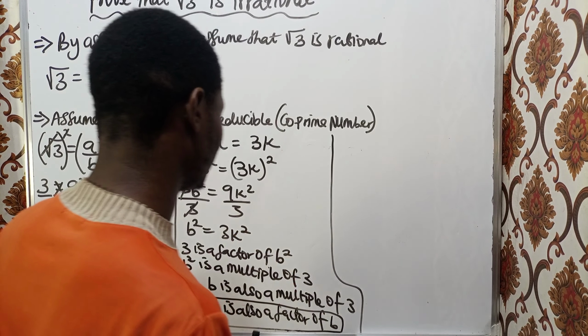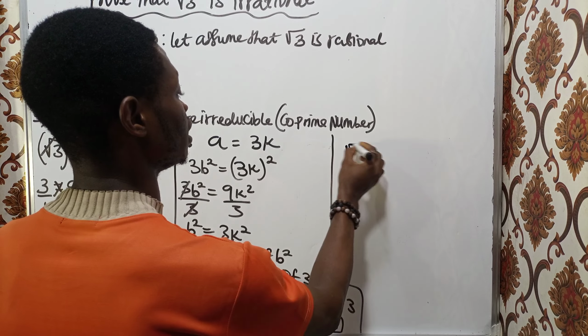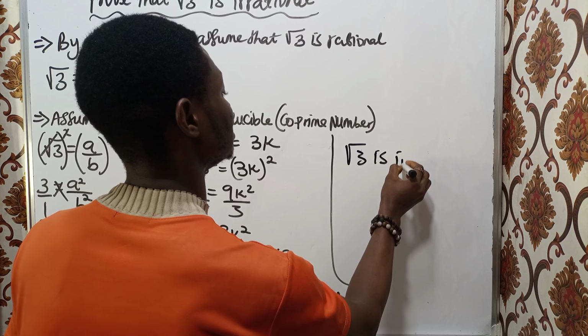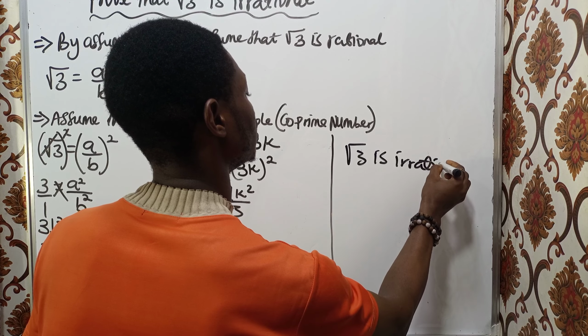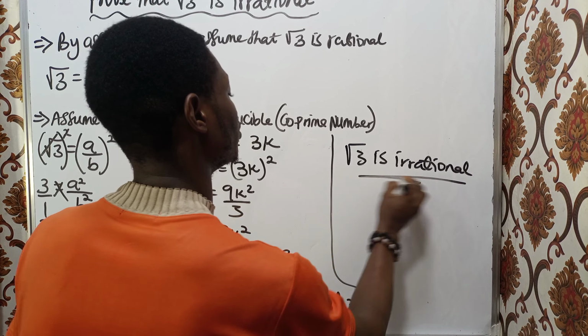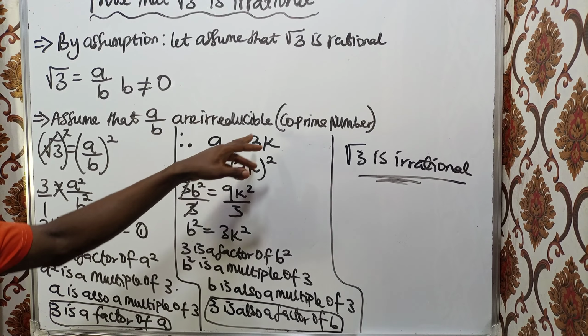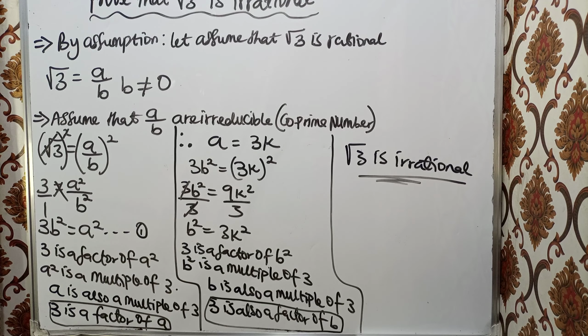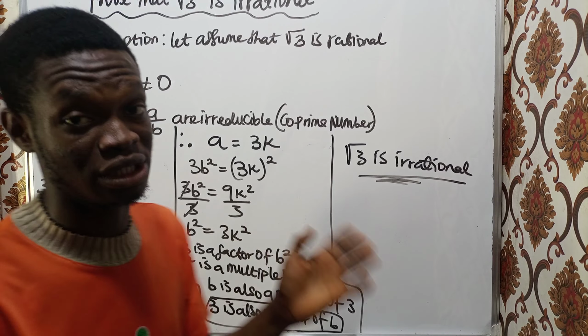Therefore, we can proudly conclude that root 3 is irrational, because according to what we stated, it didn't satisfy it. It was going contrary to what we said ab initio.